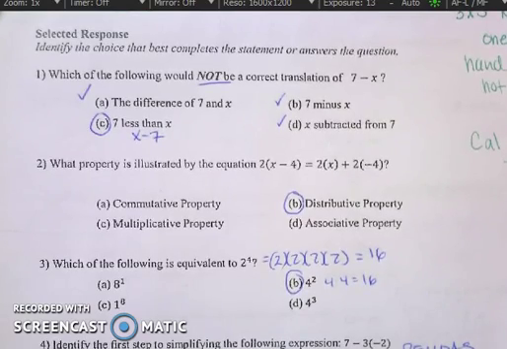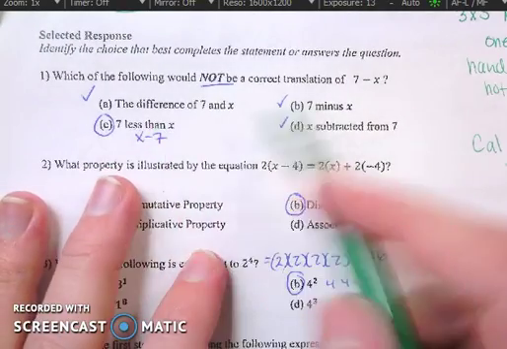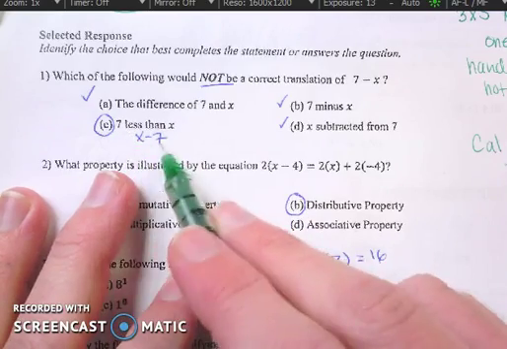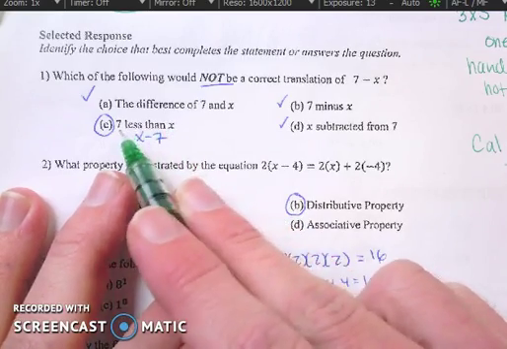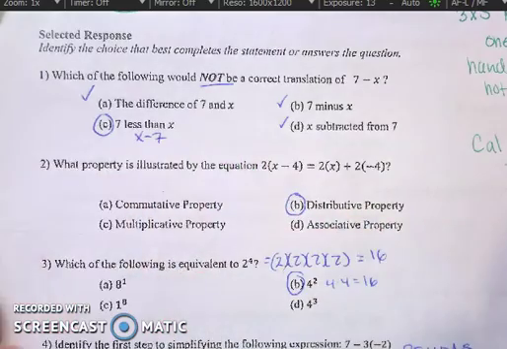Our first question here, which of the following is not a correct translation? Well, all of these are actually correct except for this one. 7 less than x would mean that the 7's behind. Whenever you see the less than, the first number actually is going to go behind it. So that one is the incorrect one.